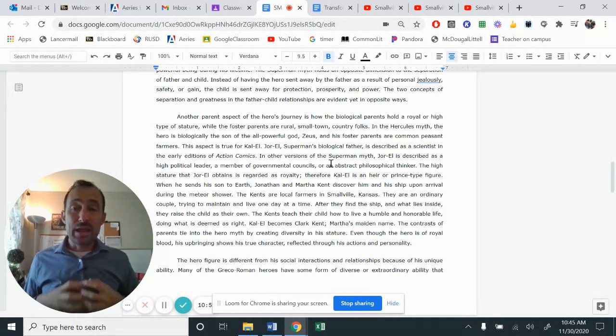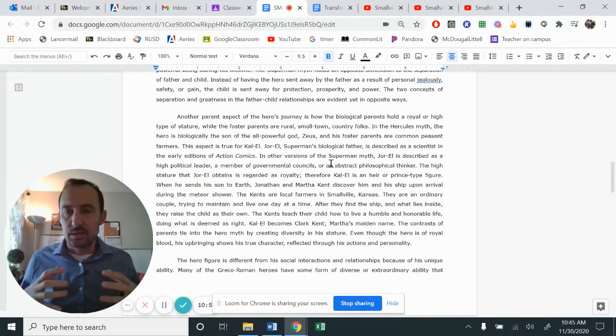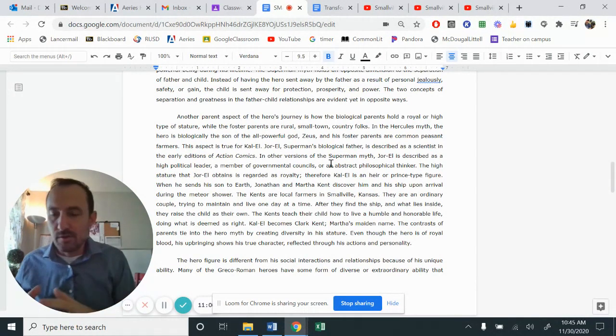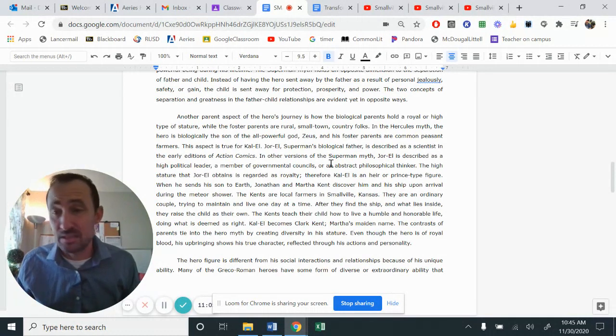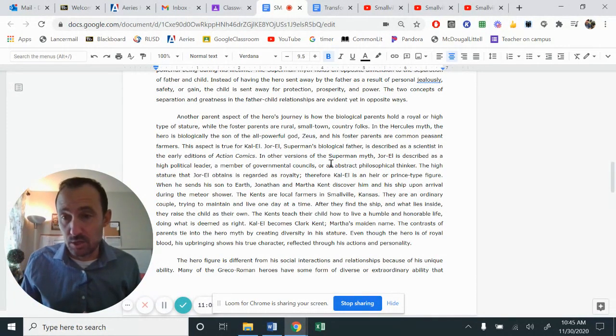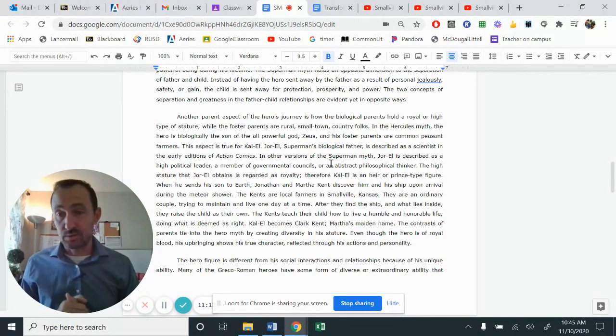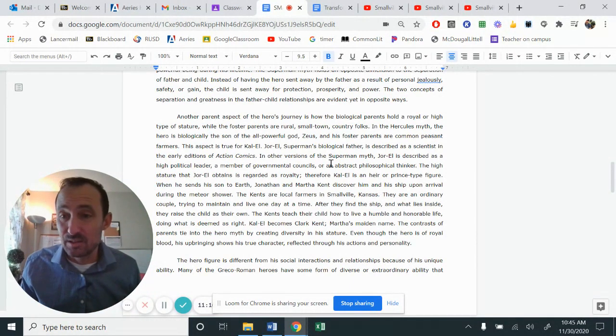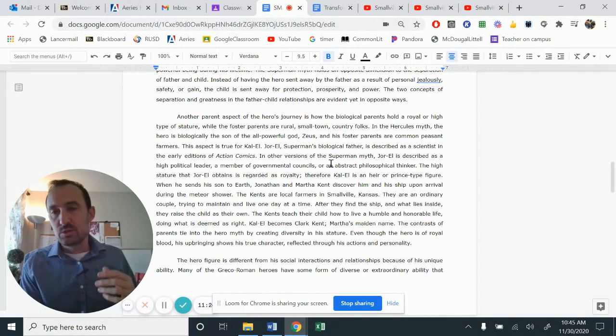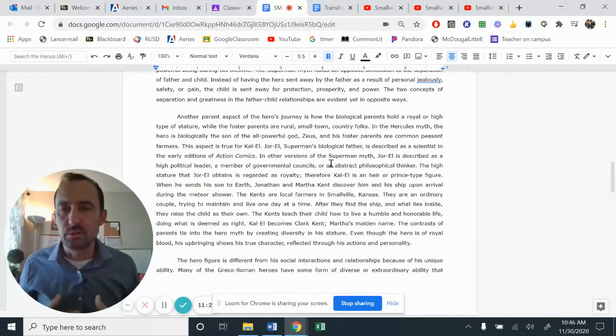These are the ones that raise the child in a very humble, down-to-earth setting. So you have Martha and Jonathan Kent, who are just basic farmers who teach Clark Kent, Superman, how to be humble, how to be kind, how to do what's right. Just like Hercules. Hercules is the son of Zeus, and yet he was raised by two peasants. And they teach him about what it means to love other people and to do what's good.